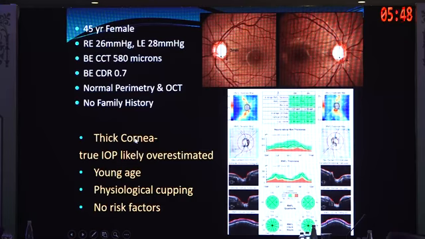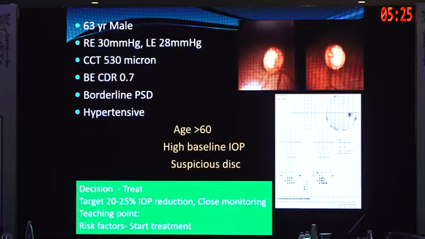General ophthalmologists sometimes rely a lot on these pressures, 26, 28, and think we need to start treatment. So we need to also do CCT. It's a thick cornea and true IOP is likely overestimated. The rest of the features look perfectly normal. This looks more like physiological cupping. It is bilaterally symmetrical. There are no additional risk factors, so we can observe this case with periodic follow-up.